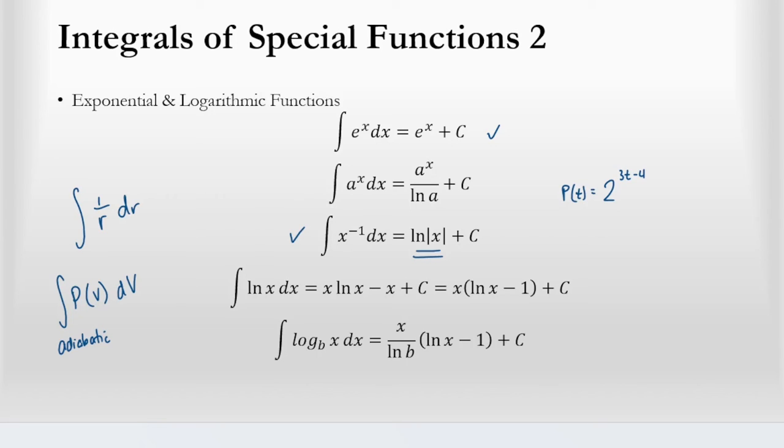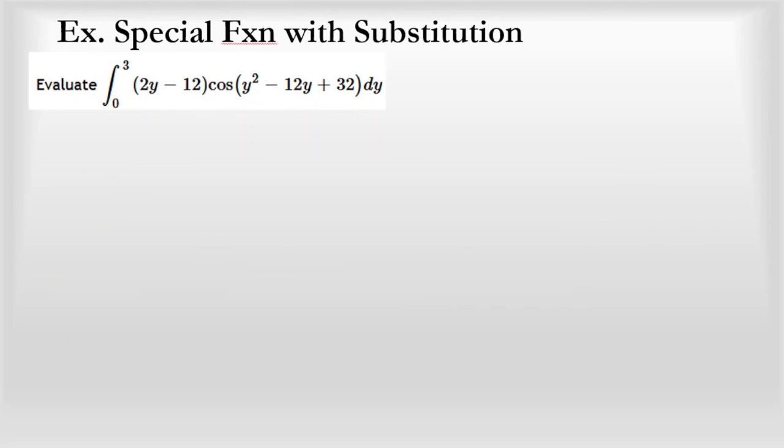Let's do an example real quick for the cosine. Okay, we're going to do a special function with substitution. Notice that this cosine isn't just cosine x, it's cosine of a bunch of stuff. So I'm going to let u equal y squared minus 12y plus 32. So then du, and this is another way to do it, is 2y minus 12 dy. Remember on the previous slide I put the dy down here and then moved it over. I'm just going to put it on the end over there.